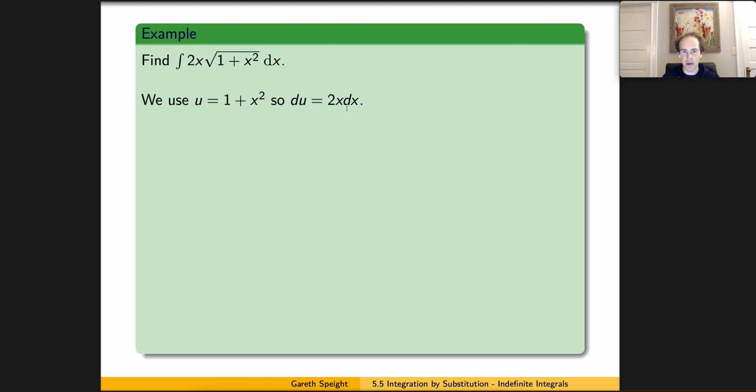Okay, so if we recognize what we have, the square root of 1 plus x squared is going to become the square root of u. And then we have 2x dx, which is going to become du. So using these equations, we can manage to write everything in terms of u and du.